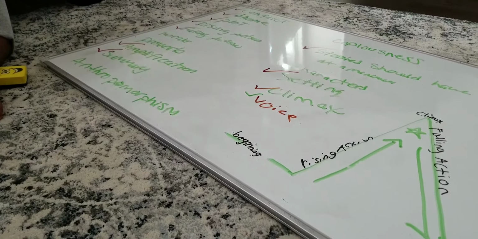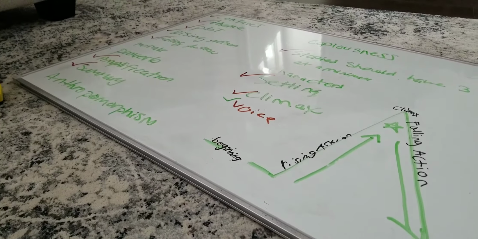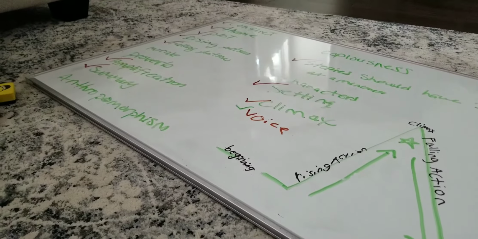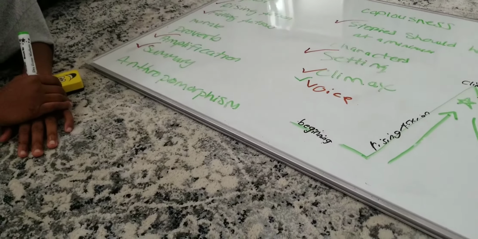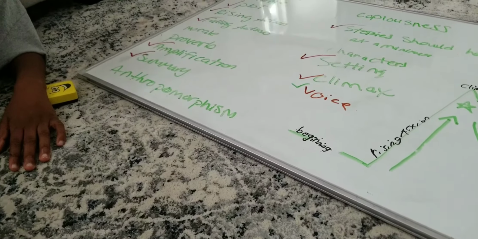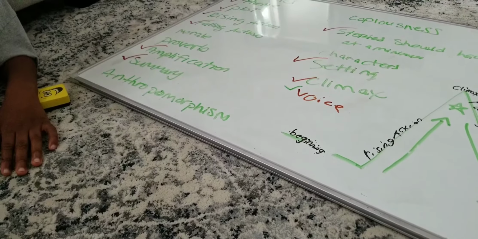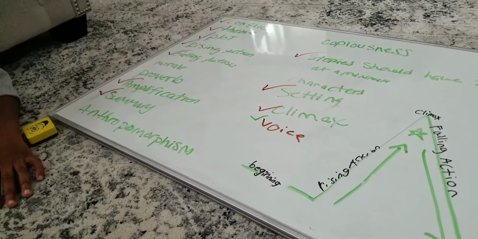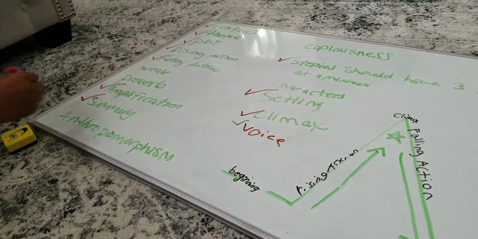Anthropomorphism. Wonderful job. Very good. No, not that he's licking his lips. He is saying something, the words. Animals don't talk. So we're giving them human-like characteristics. Talking, things that humans do. So go ahead and check off anthropomorphism for me, please.